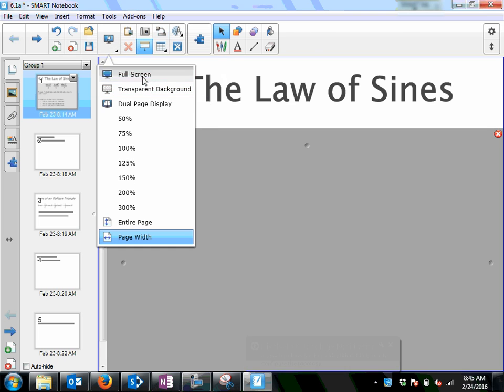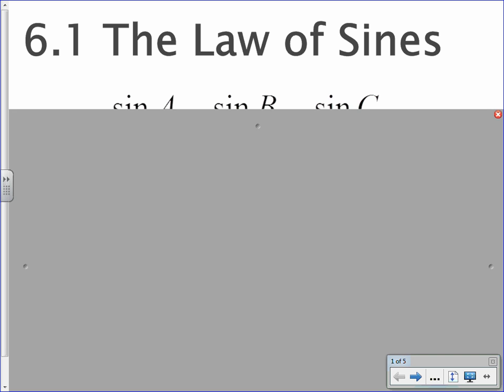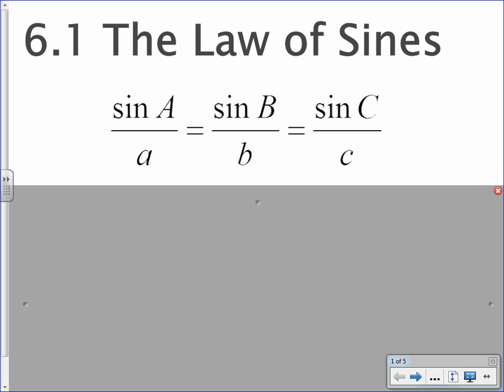Okay? So basically, you were the mathematician today. I gave you some prompts, but you basically came up with a formula. Pat yourself on the back. Nice job, mathematicians. Here's our formula.